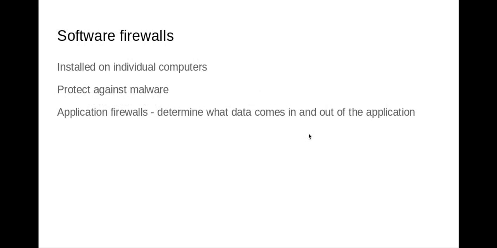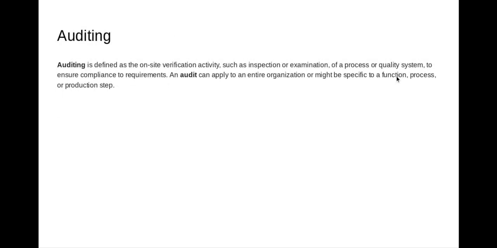So if we're looking at software firewalls, they are installed on individual computers. This can be installed through group policy. It can be installed directly on that device. So it may be a case of what settings are required for a certain device location or a certain user group. They're designed to protect against malware, and they've since been updated with application firewalls. So an application firewall determines what data comes in and out of an application, so a singular application.